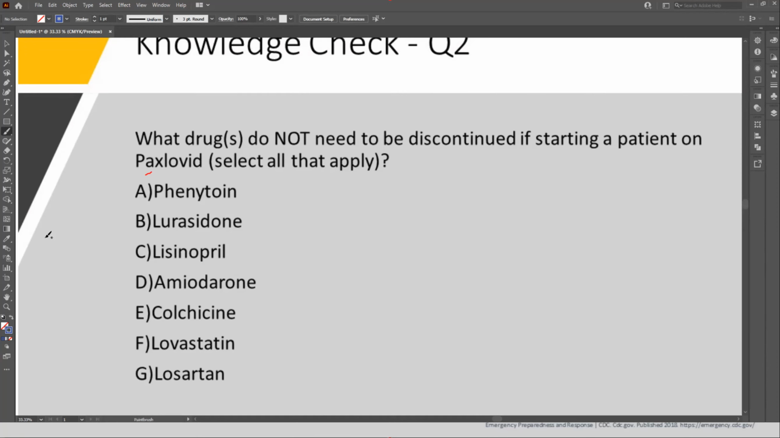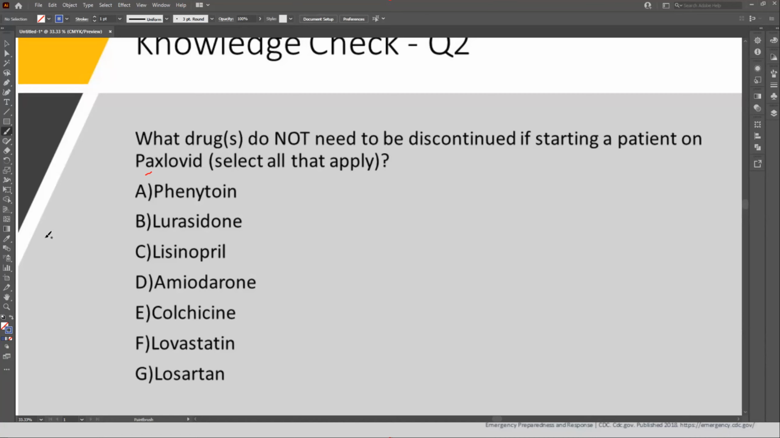Alrighty. I'm seeing some answer choices coming in. Most people are saying that there are two agents that are okay to take with Paxlovid, and it seems like lisinopril and losartan are the agents that most have identified. So excellent. Okay, well that is the correct answer. We'll go through some of the other agents and identify why they may or may not be okay to take with Paxlovid.